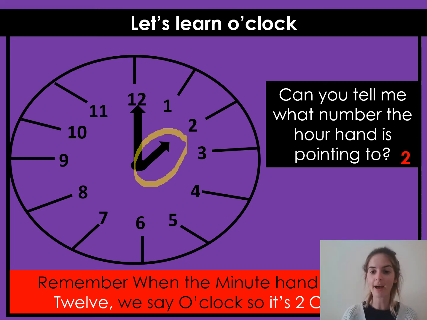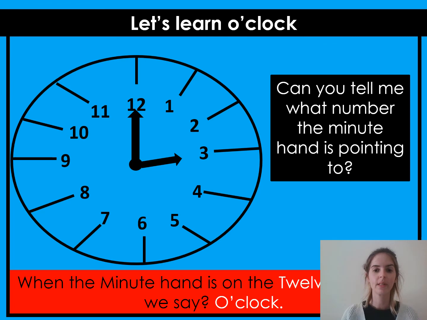Okay, let's have a go at another one. Can you tell me what number the minute hand is pointing to? I'm going to circle it here. What's it pointing to? It is pointing to the 12. And again, when the minute hand is on the 12, we say o'clock.